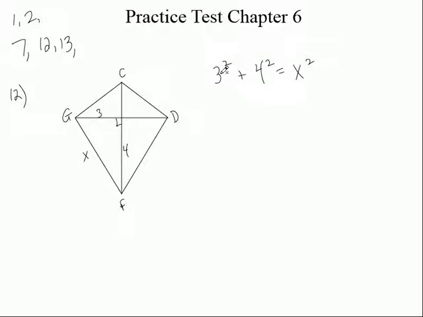So anyway, here we go. Watch. What's this? That's 9. That's 25. Square root both sides, and X is 5. There you go.